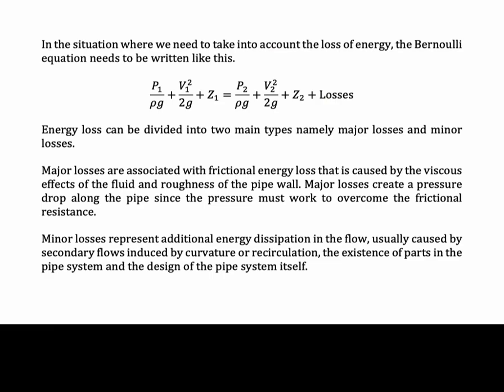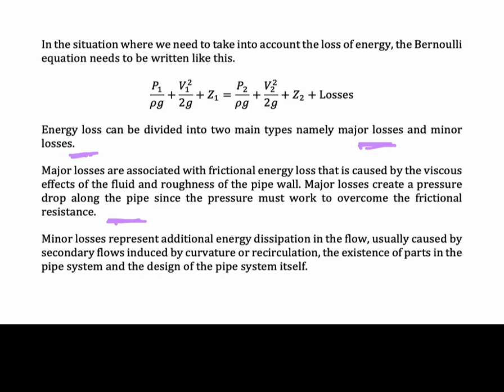Energy loss can be divided into two main types, namely major losses and minor losses. Major losses are associated with frictional energy loss that is caused by the viscous effect of the fluid and roughness of the pipe wall. Major losses create a pressure drop along the pipe since the pressure must work to overcome the frictional resistance. And then the second one is the minor losses.